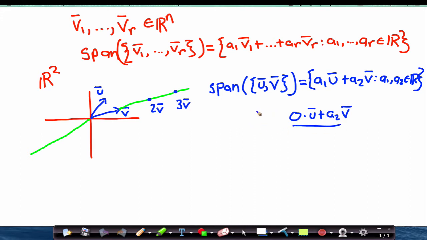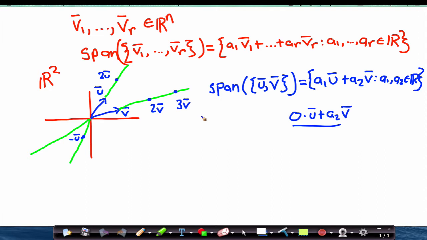because it's of this form. And we can do the same thing with u, right? So the line defined by u, all the scalar multiples of u, those are also going to be in the span. So we might have this point, say here, that's 2 times u. We'll also have this point, that's minus u. Okay, so everything along this line will be in the span of u and v.